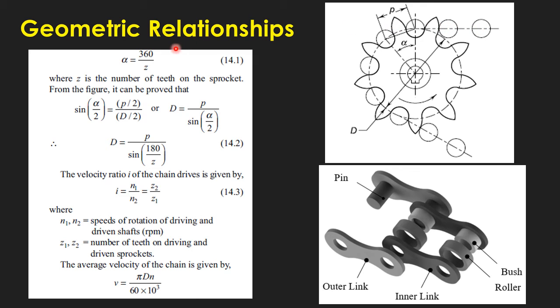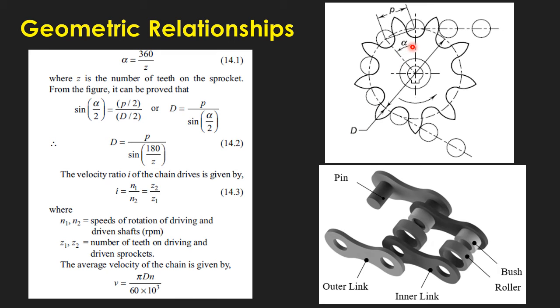So coming to the geometric relationships, you can see here, this is the chain which is engaging with the sprocket wheel. So we'll go through certain terminologies. Capital D is nothing but the pitch circle diameter of the sprocket wheel. You might already be familiar with the pitch circle diameter of gears. Similarly, this is an imaginary circle, based upon which the teeth will be generated. That is the pitch circle diameter, capital D.